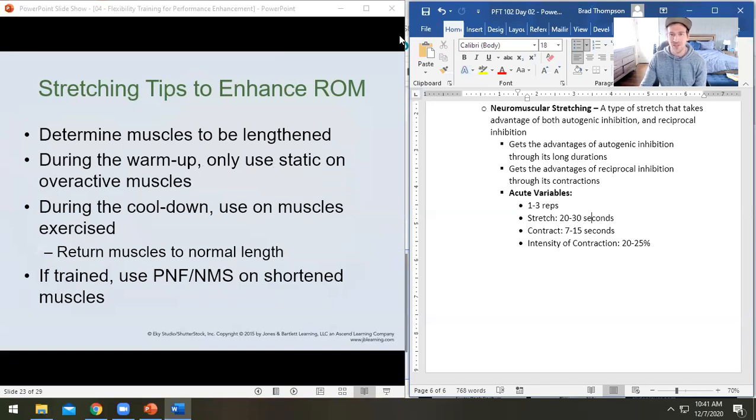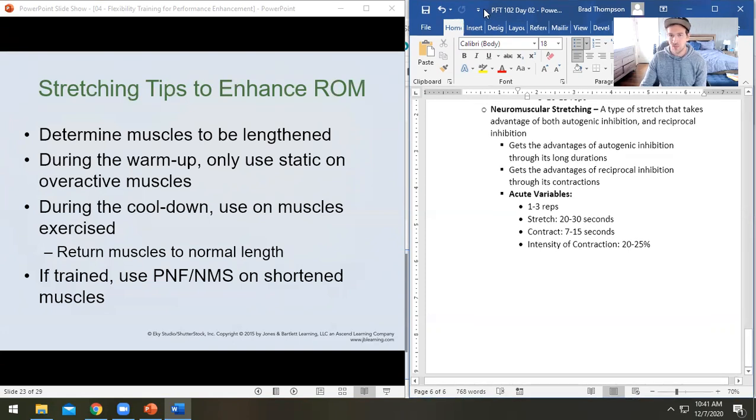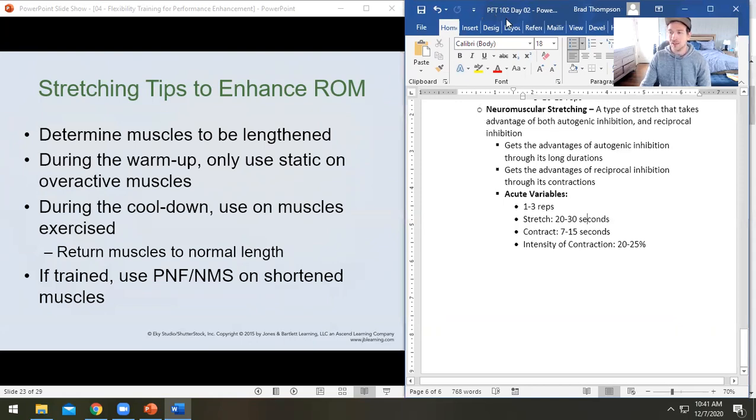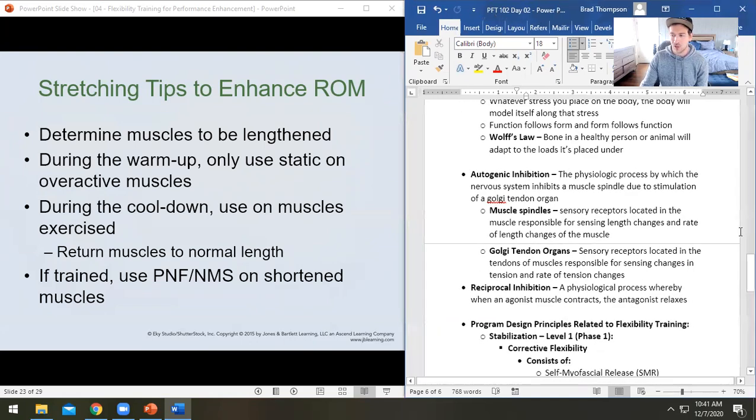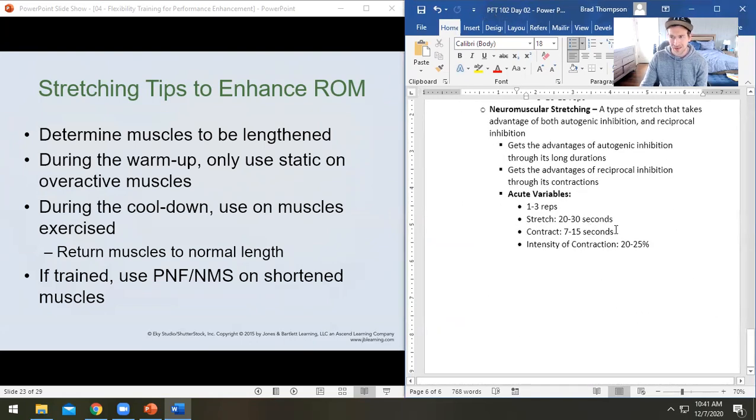Like that's the most underactive muscle in your body. Don't spend any time stretching that before you start working out. You're turning that muscle off before you're trying to go turn that muscle on. That's not a great plan.